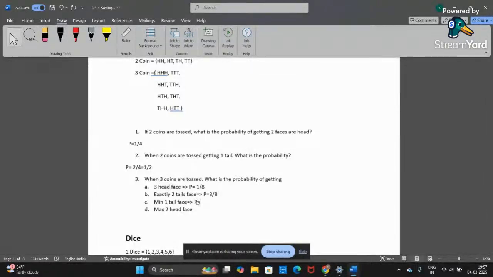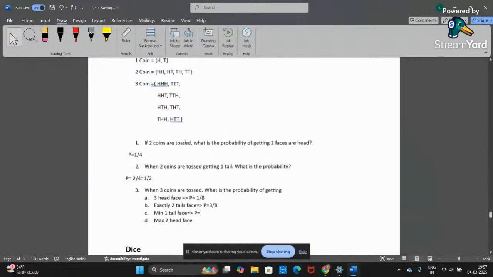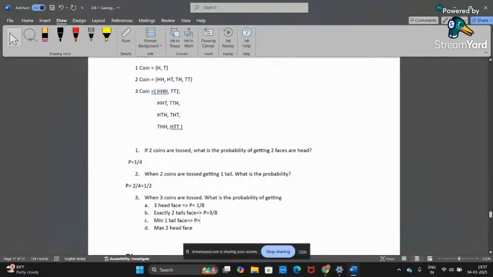So next, minimum 1 tail. That means here we have to consider. Here also there is a tail, we have to consider. Here also, here also, here also we have to consider. Leaving this one, in every way we are getting at least 1 tail, so it will be 7 by 8. Okay.